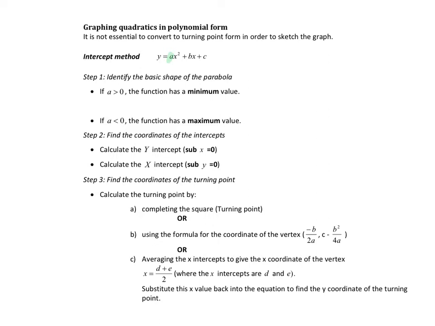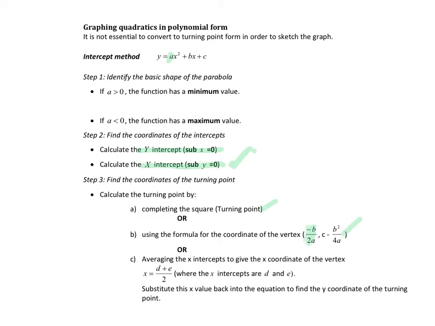or an inverted parabola. To find our intercepts, to calculate the y-intercept, we put x equal to 0. To calculate the x-intercept, you put y equal to 0. Typically you're going to have ax squared plus bx plus c equal to 0. Now, you could complete the square to find a turning point and/or the x-intercepts. We can use this formula here.